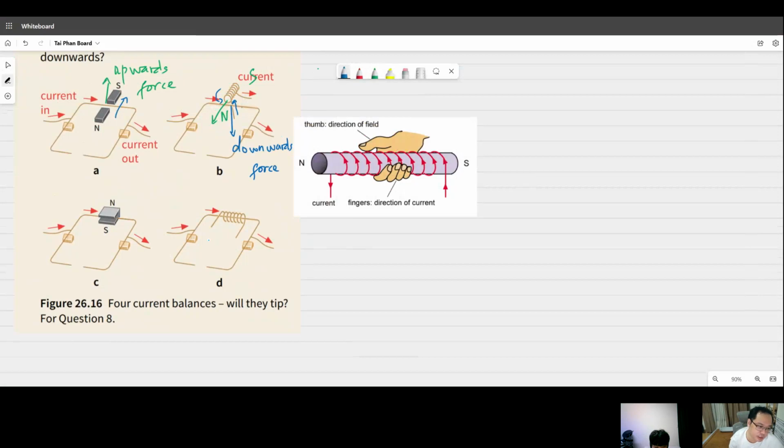Similarly, for the other two cases, the field is now from top to bottom, downwards. The current is to the right. Oh dear, so difficult now.